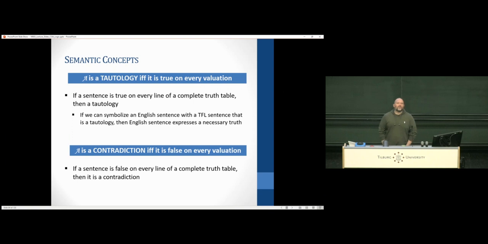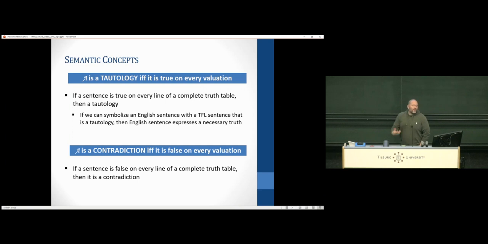Now, what notion does this look a lot like? I mentioned it just a second ago. This is a necessary truth. This is our TFL version, if you like, of what a necessary truth is. In some sense, what we're capturing here with the notion of a tautology is a sentence that's a necessary truth purely in virtue of its structure. So, that's the definition of a tautology.